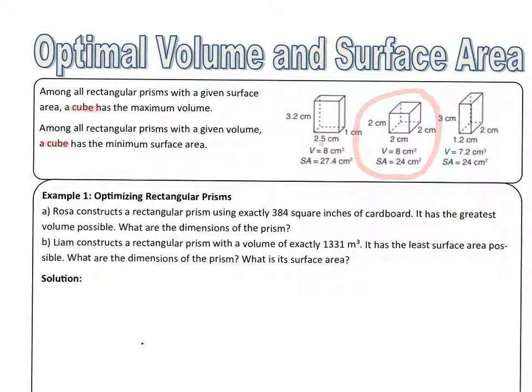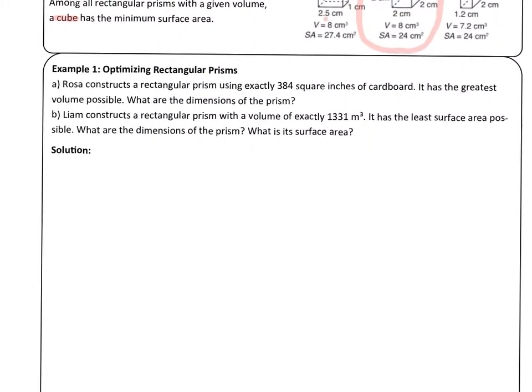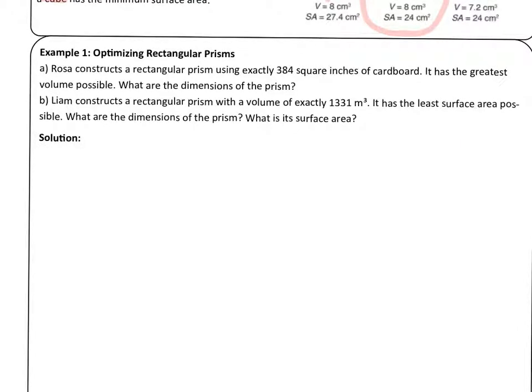I'm not going to have us do an investigation like we did last time because we kind of did some of that investigating in the last lesson when we looked at area and perimeter. But I will go right to the examples. So we're going to optimize a rectangular prism. Rosa constructs a rectangular prism using 384 square inches of cardboard. So that is our surface area. Surface area is 384 inches squared. It has the greatest volume possible. What are the dimensions of the prism?